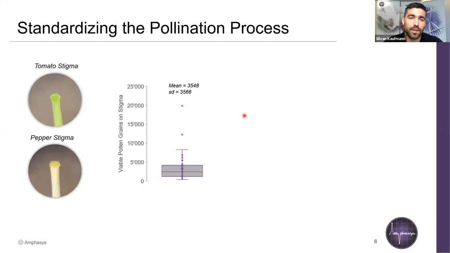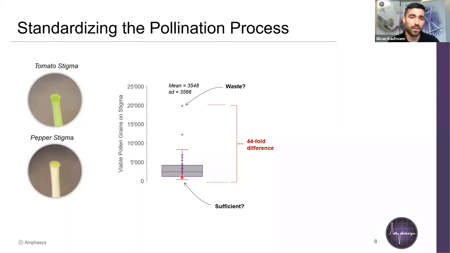So we have definitely many more viable pollen grains on a stigma than there are ovules to be fertilized. Even more interesting for me from a process optimization point of view is the variation again that we find here. We had a 44-fold difference between maximum viable pollen load and minimum viable pollen load. And this immediately raises two questions.